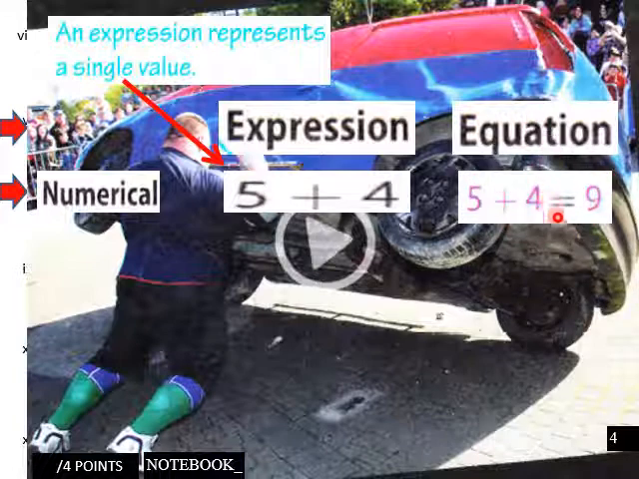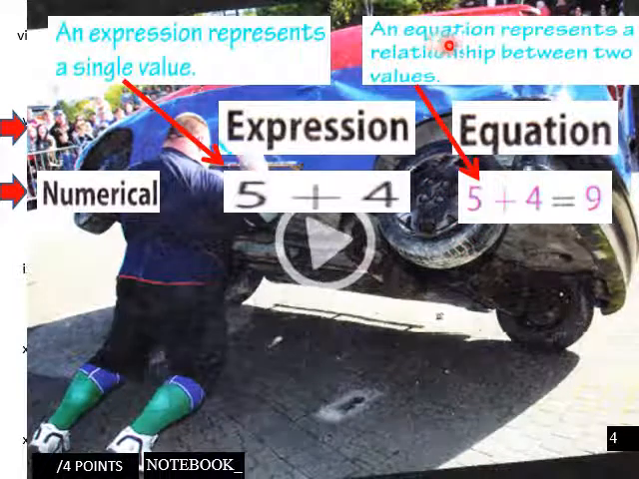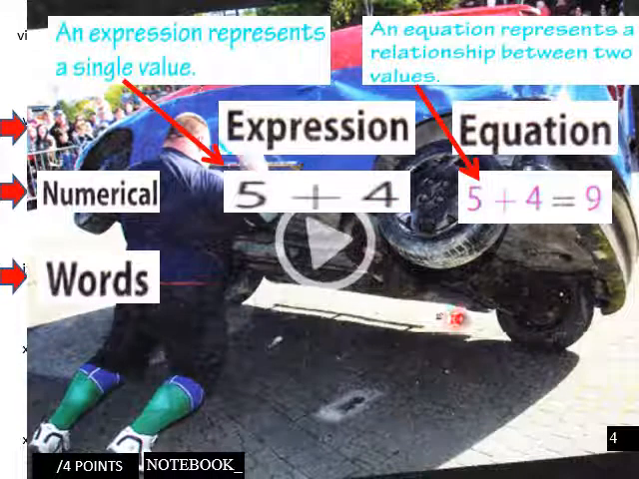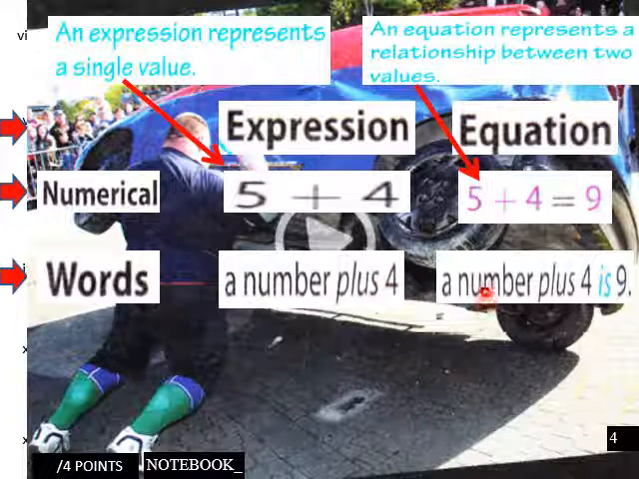This would be an equation because you have your equal sign here. An equation represents a relationship between two values here. 5 plus 4 would equal 9, to make that a true statement. And then words: a number plus 4 is 9. So that'd be another way of stating this.